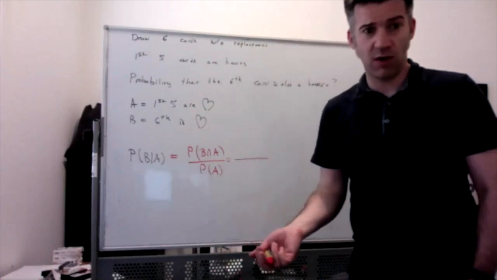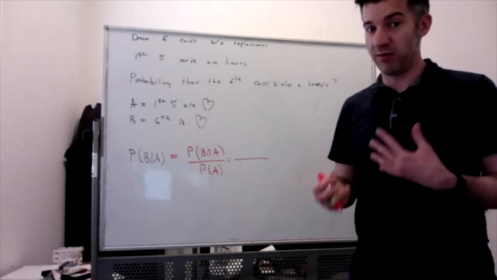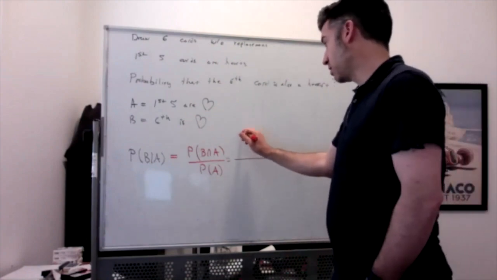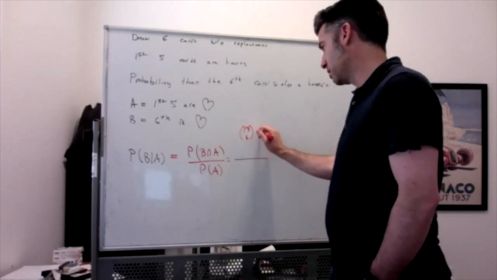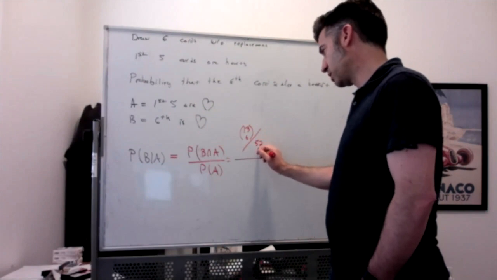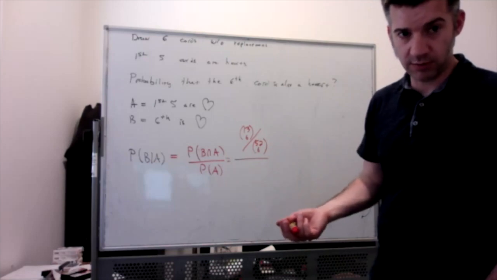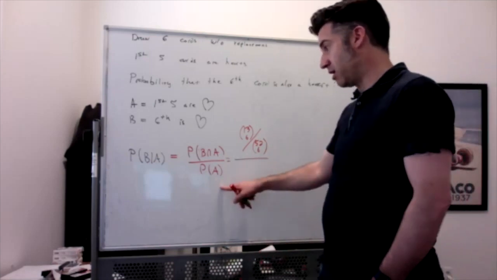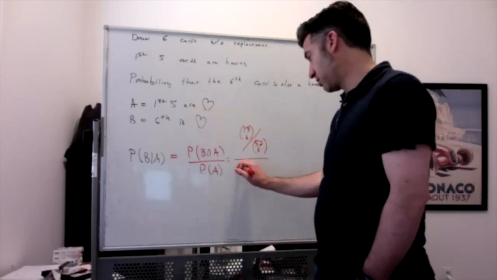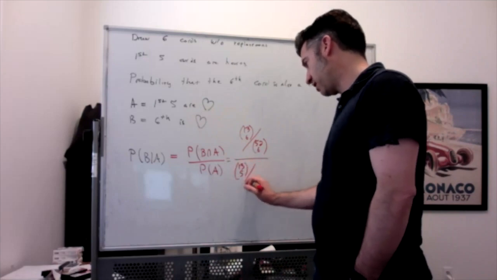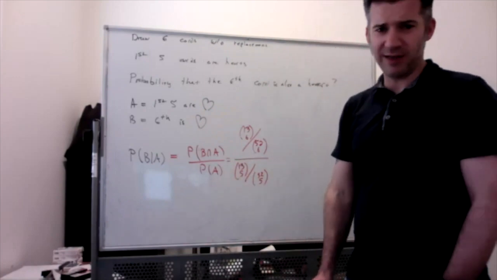So the probability the first 6 cards are hearts is the number of ways of getting the first 6 cards being hearts divided by the number of ways of picking 6 cards. There's 13 hearts to pick from, so it's 13 choose 6 divided by 52 choose 6. That is the probability of the first 6 cards being hearts, divided by the probability of A, which is that the first 5 cards are hearts. The probability of A is the same kind of deal: 13 choose 5 divided by 52 choose 5. Not too terrible, but kind of terrible.